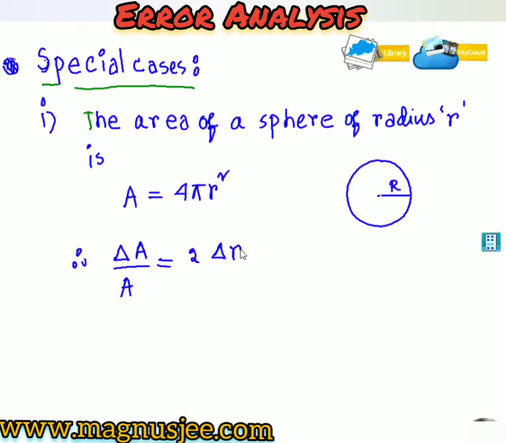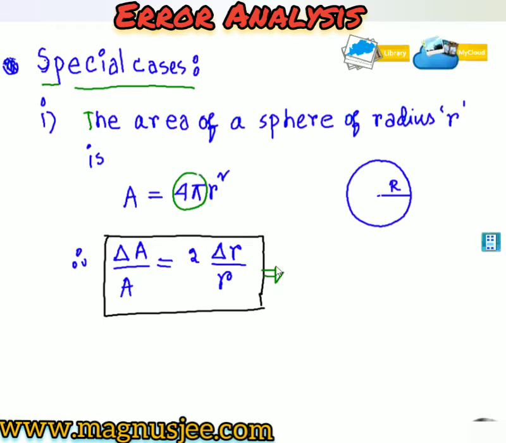Here the constant term 4 pi will be removed, and 2 delta r by r, that 2 is actually the power of the radius r. In the expression of area A, we have 4 pi r square, the power of r is 2, and that 2 comes in front of delta r by r. Relative error in the measurement of area of a sphere is twice the relative error in the measurement of its radius.